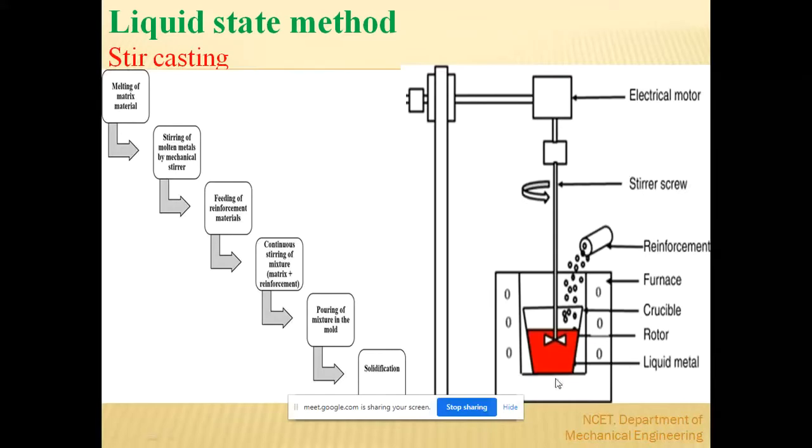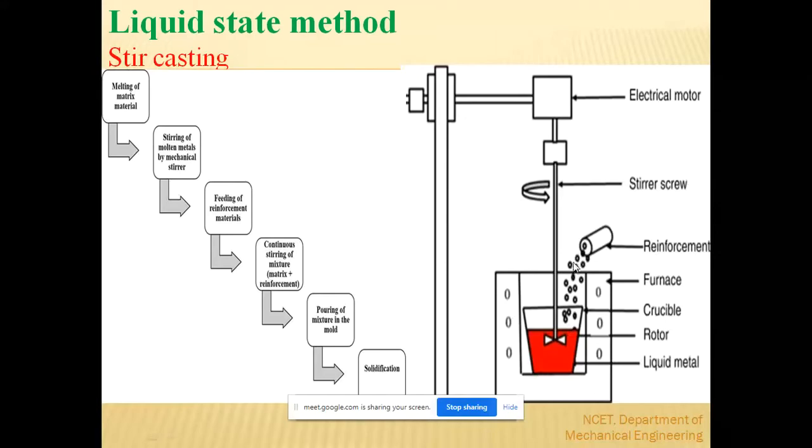See here, we need to take care of the molten metal temperature. It should be less than the melting temperature of the reinforcement. What happens if the melting temperature of the molten matrix metal is high, and that of the reinforcement is less? As soon as the reinforcement is poured or fed into the molten metal, the reinforcement material starts to melt, and there is no meaning of feeding reinforcement into the matrix material.